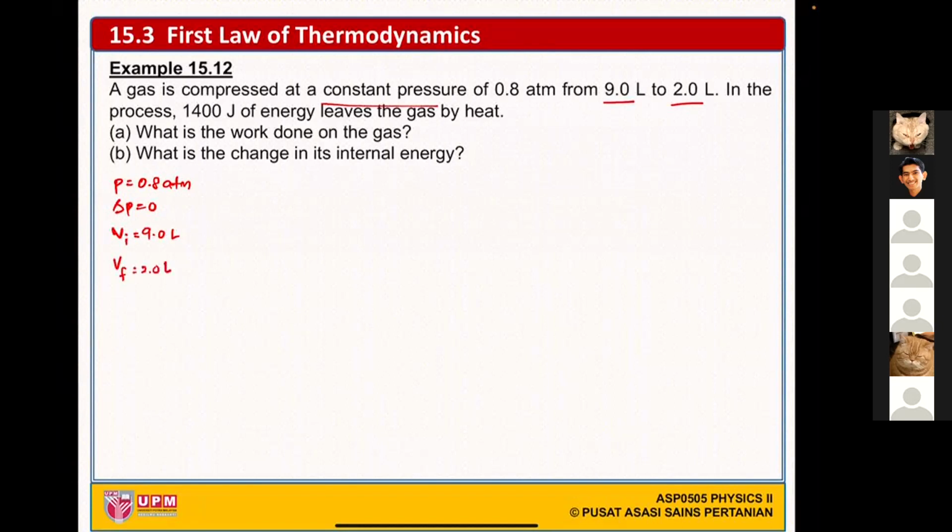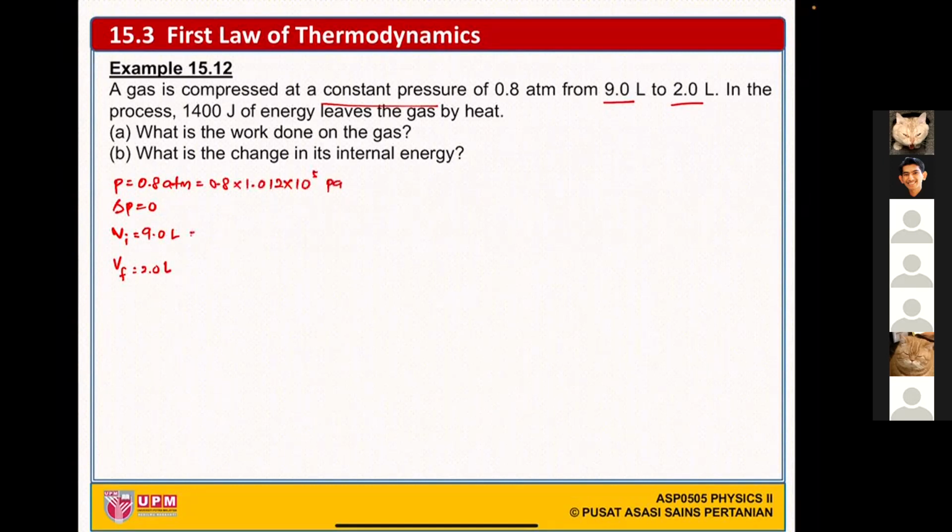Jadi kita tukarkan atm kepada, apa nama? Apa kita panggil? Pascal. Berapa? 0.8 darab 1.01 darab 10 power of 5 kan? Okay. So ini dapat Pascal.